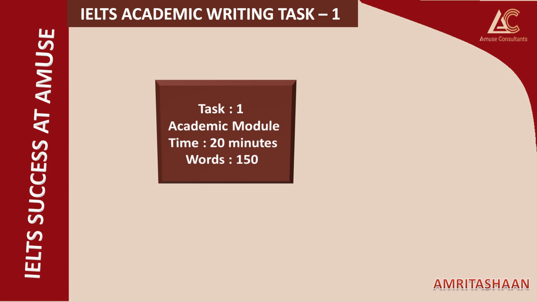So the first important thing is that it is for Task 1, as you know, and for the academic module it is expected that you should complete the task within 20 minutes. And the word limit given to you is 150, meaning you have to write a minimum of 150 words. But I would suggest that if you keep your word volume between 150 to 180, it is going to be a moderate volume of words, and that will definitely help you.